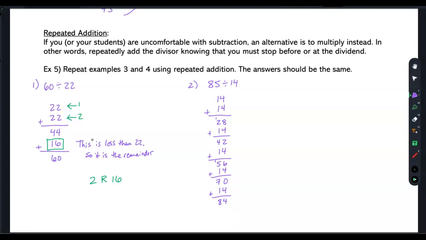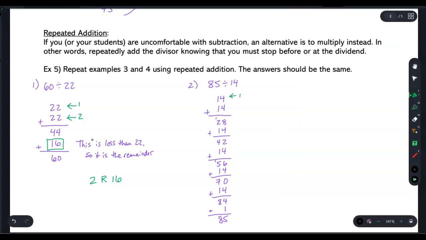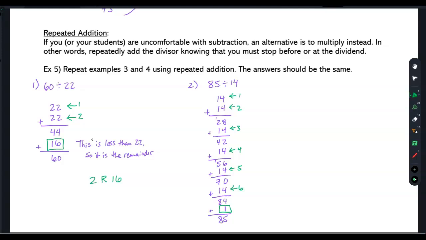So how do I get to 85? That's just one more, right? So adding 1 to that would get me to the 85 total. So how many times did I add 14? This was 1, 2, 3, 4, 5, 6 times. And then I had to add another 1 to get me to my dividend. So this is a 6, remainder 1.